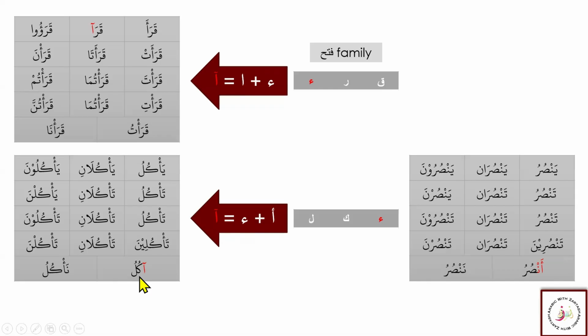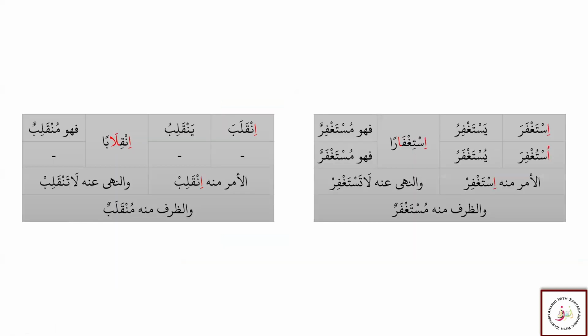So here these are just the highlighted words that are changed in these Kabir charts that you can see here. And this is how we are going to apply the rules for Mahmuz al-Fa, Mahmuz al-Ain, and Mahmuz al-Lam, while they are put into different families from family 1 to 10.